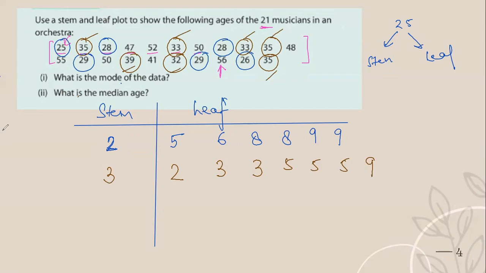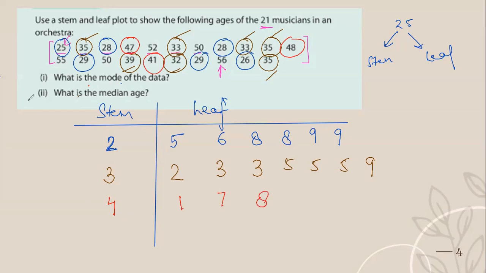Now let's see under the 40s. These are 47, 48, 41. Under the 40s, the tens place goes under the stem, and 41 is the smallest, so I write 1 here. Then we have 47, so 7 here. Then 48. Please, every number you have to write in ascending order, right?